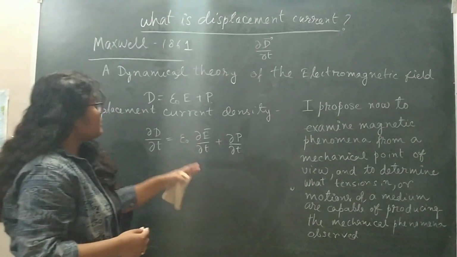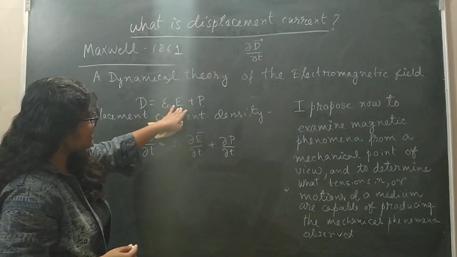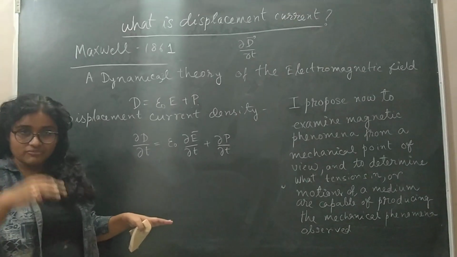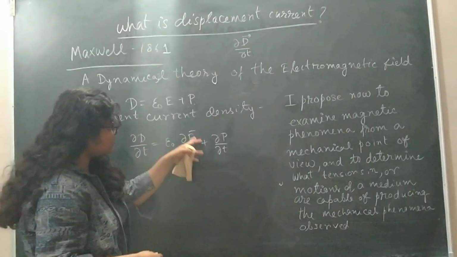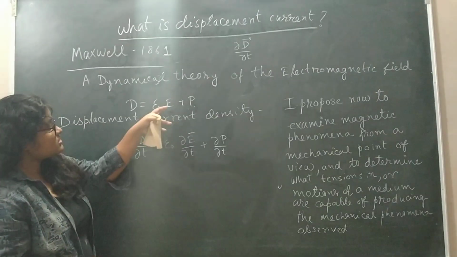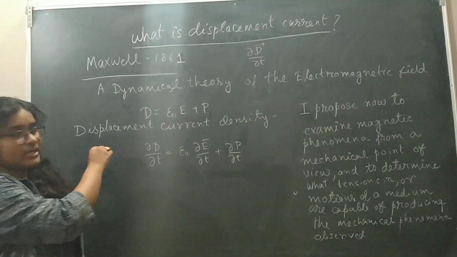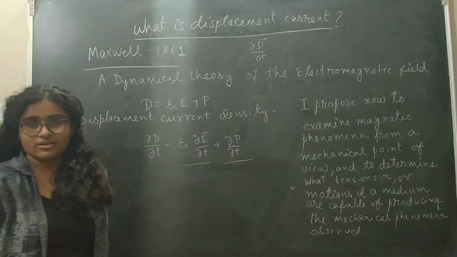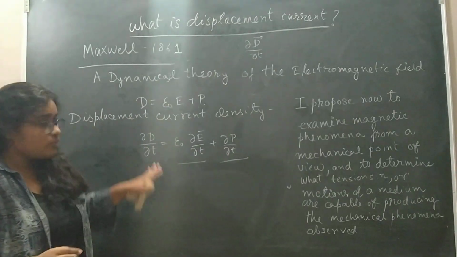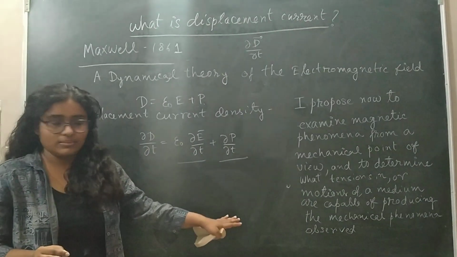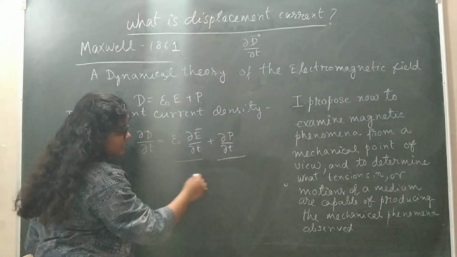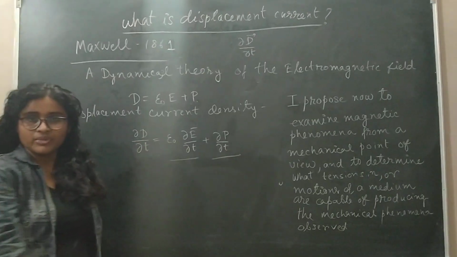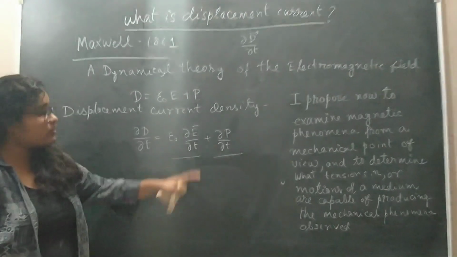Okay. And the epsilon naught E term, due to your time varying electric field, gives epsilon naught del E del T. The important thing is that in a dielectric medium, both epsilon naught del E del T and del P del T are present. If you have a capacitor filled with some dielectric medium, you will get this term and this term. But in case of vacuum, what will happen?